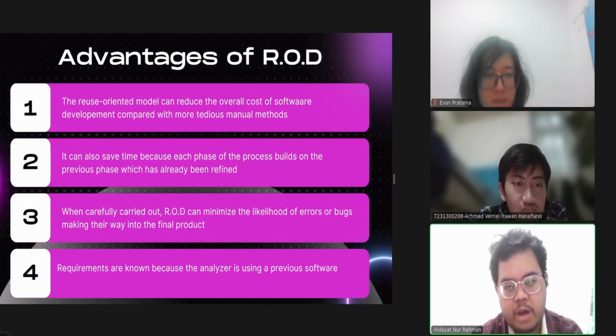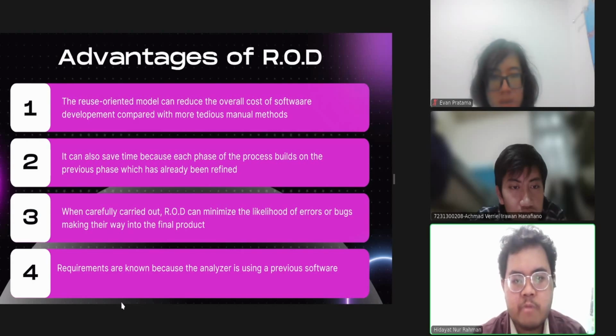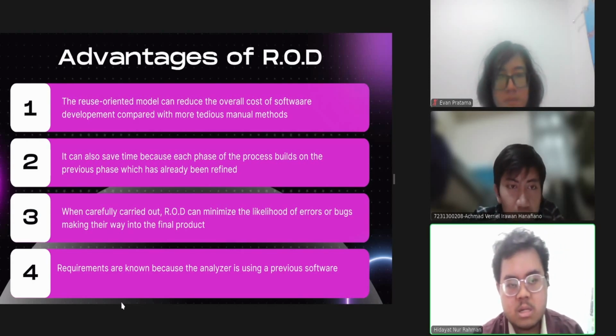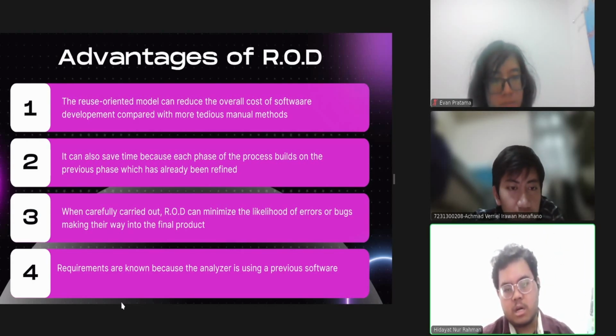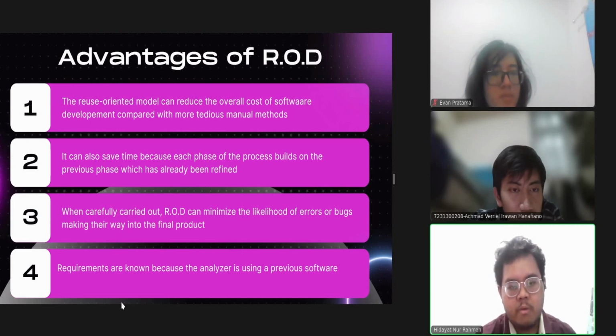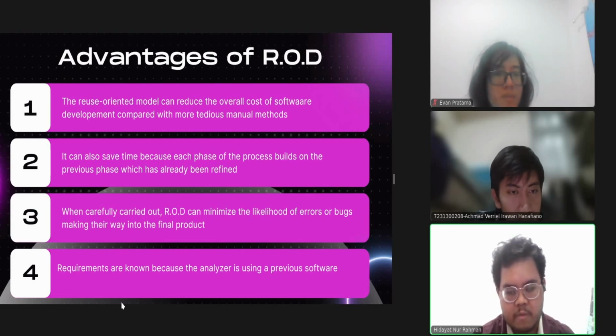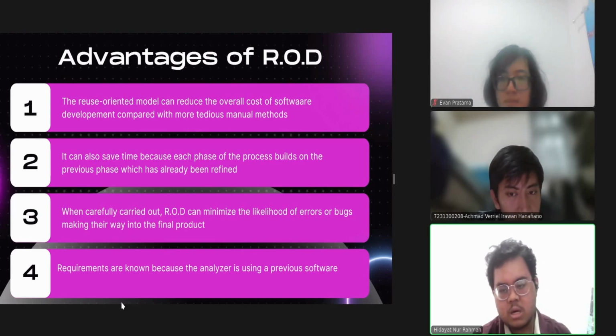The advantages of ROD. First one, the reuse-oriented model can reduce the overall cost of software development compared with more tedious manual methods. Second one, it can also save time because each phase of the process builds on the previous phase which has already been defined. When carefully carried out, ROD can minimize the likelihood of errors or bugs making their way into the final product. Requirements are known because the analyzer is using previous software.